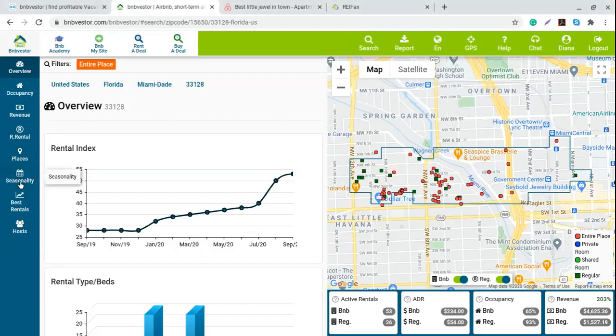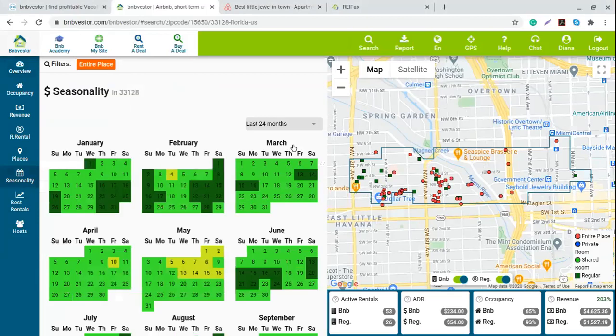Now we finished with the places. Let's go ahead and finish and go with the seasonality. So click on seasonality, and you will see right here a calendar for the past 24 months. You can also see how things are expected to be for the next 6 months. The colors will represent the days during a month that have better occupancy and the prices that they are charging.